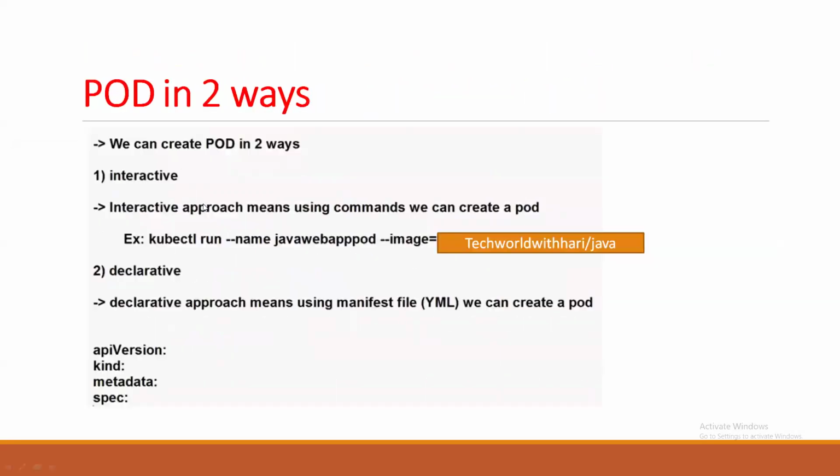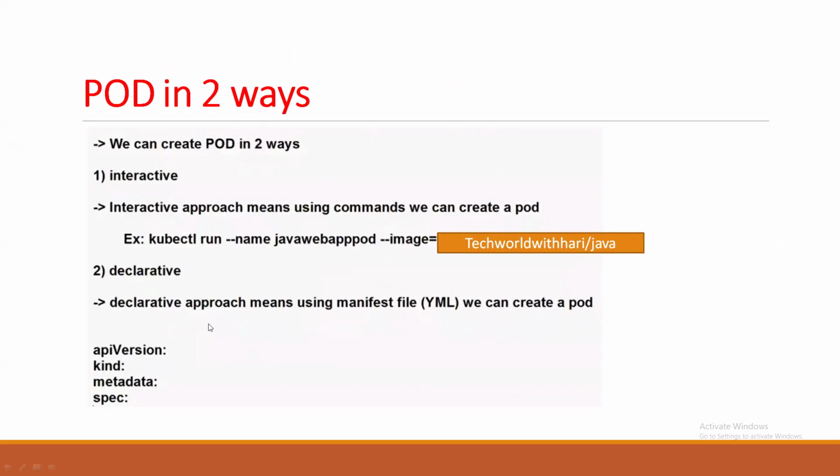You see, guys, we can create pods in two ways. The interactive approach means using commands to create the pod, for example kubectl run with the name java web app pod and the image, something like tech world with Java. So we can directly create it by using run. Or the declarative approach means using the manifest file, which is nothing but a YAML file.